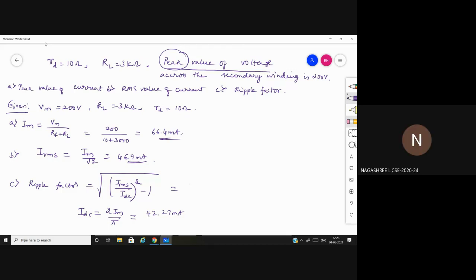Now you substitute it in this. We get 0.481. So it is approximately 48%. That is the ripple factor, which is what we expected, so our answer is correct. The ripple factor is 48%.